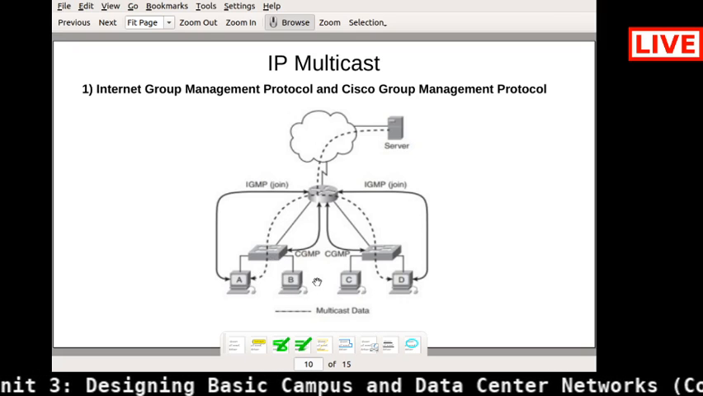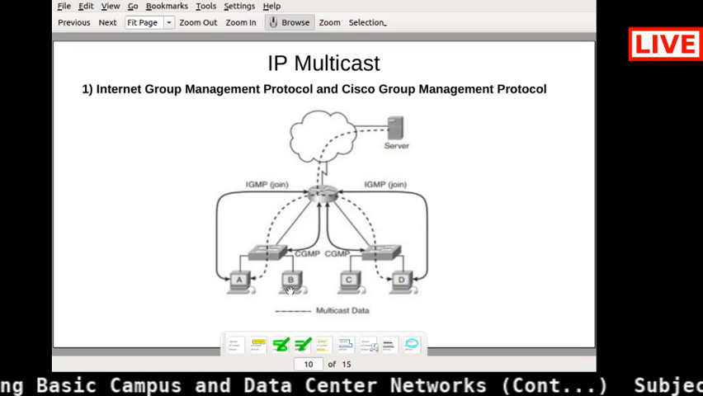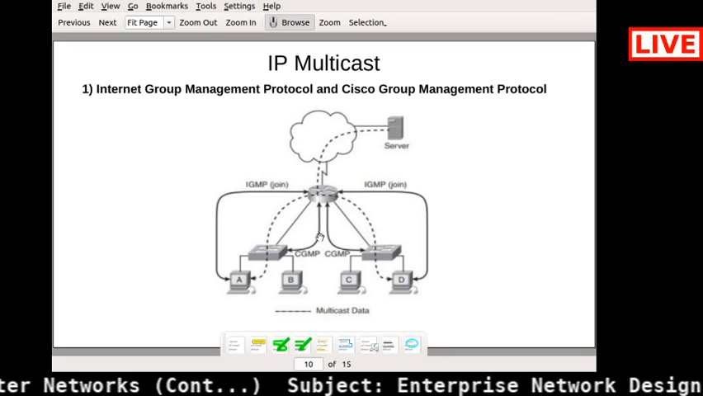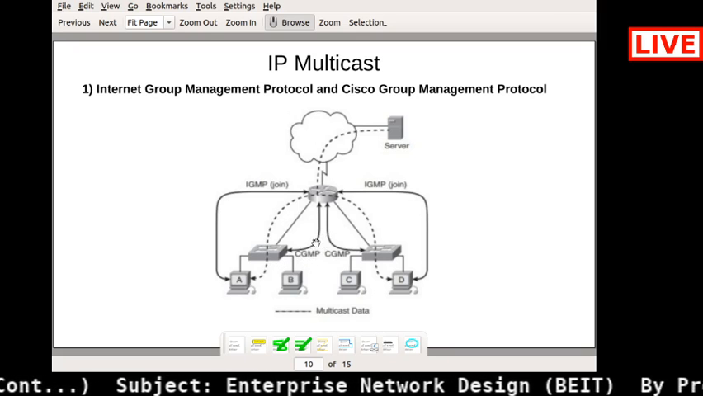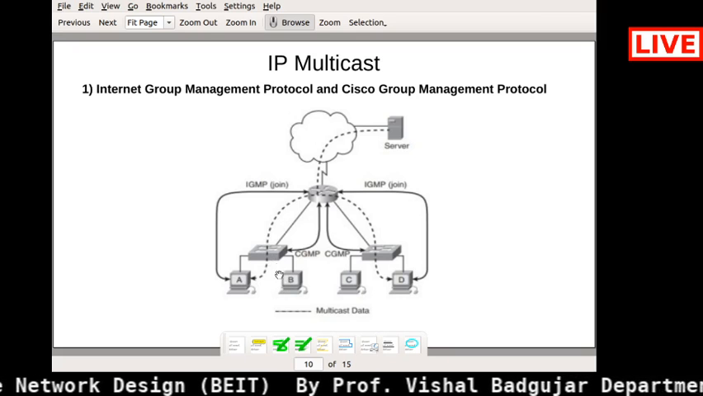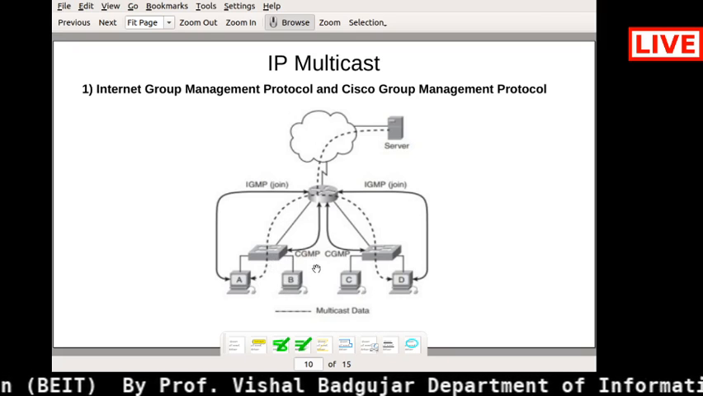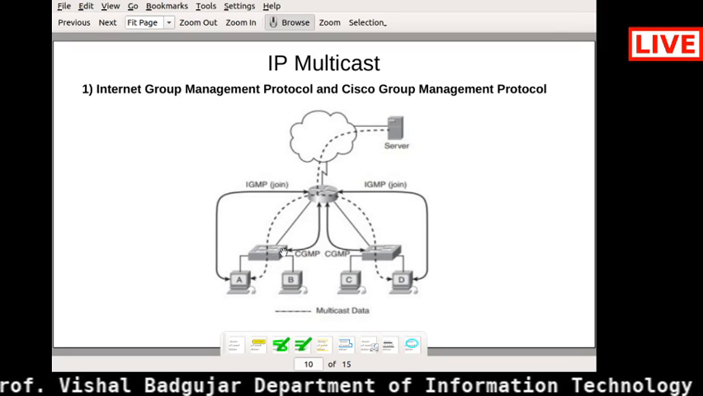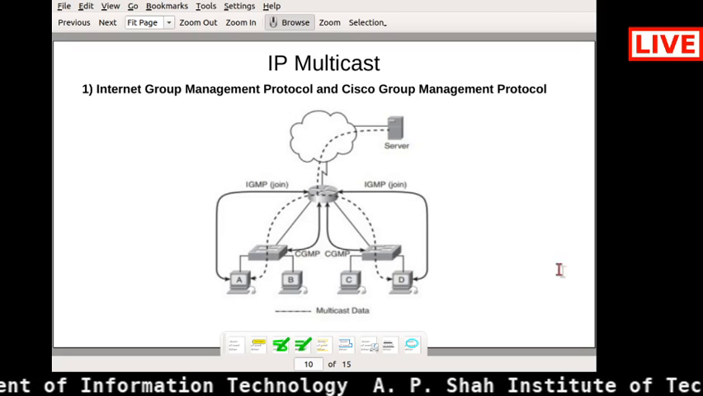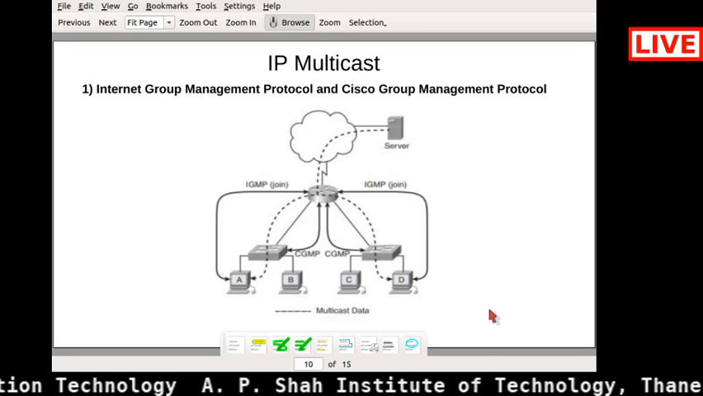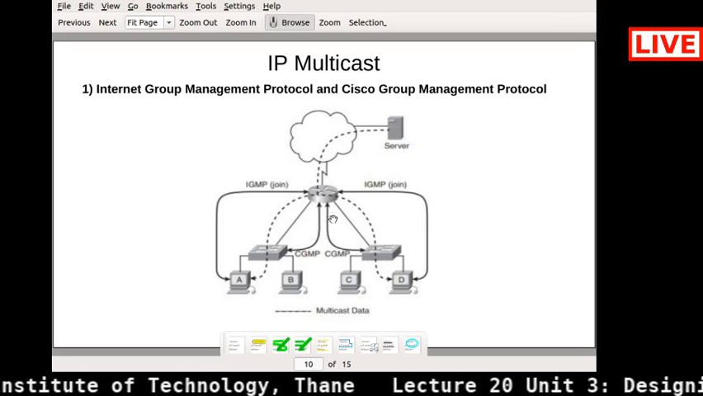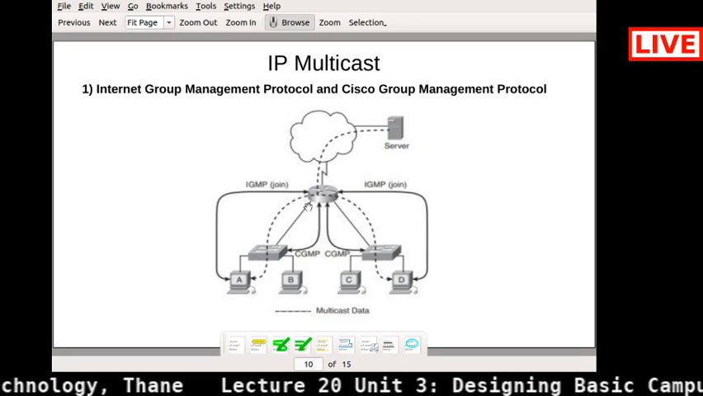For that purpose we use the Cisco Group Management Protocol, CGMP, between the switches and the routers. With the help of CGMP, we are able to send the multicast packets only to those IP addresses that we want to send to. That's why we enable CGMP on these layer 2 switches. So this is all about IP multicasting: how it can be done with IGMP at the host-to-router part, and CGMP from the router to the switch part.